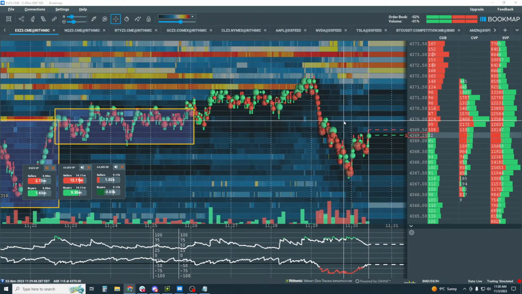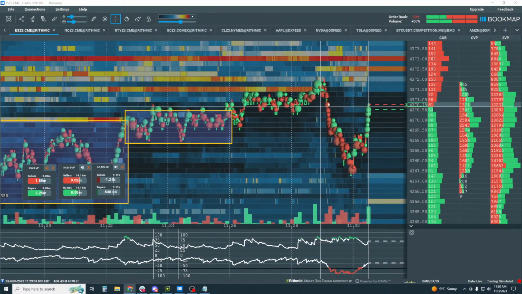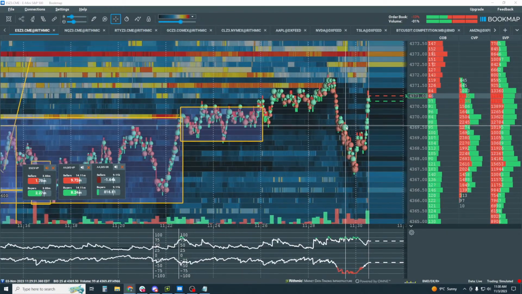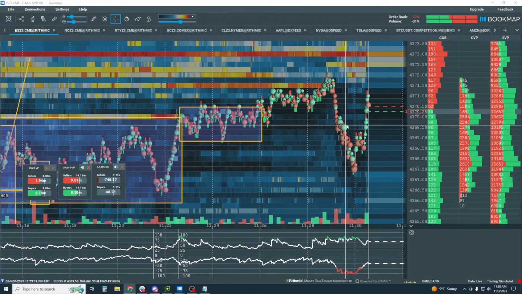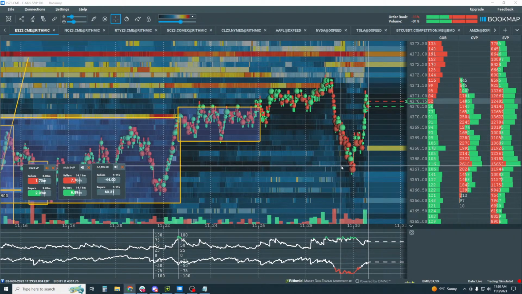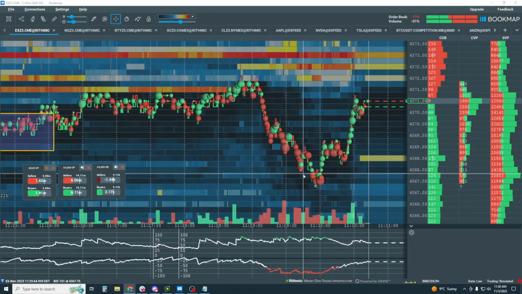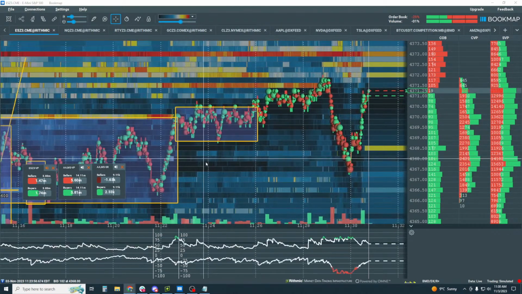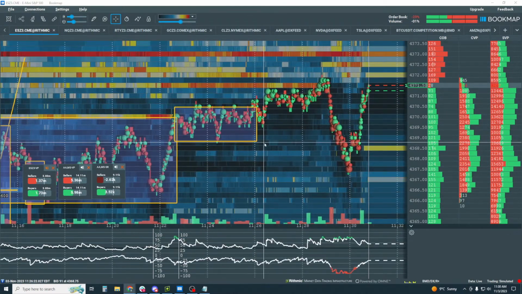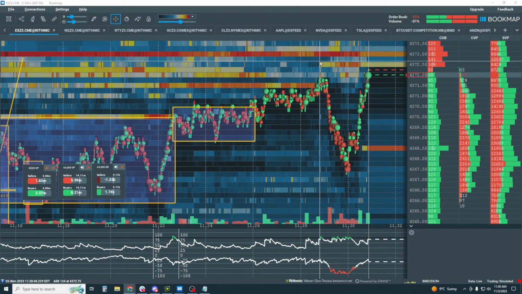All right. Any questions? And there's your bounce off of it here. Off of that high volume node or middle of the range in here.